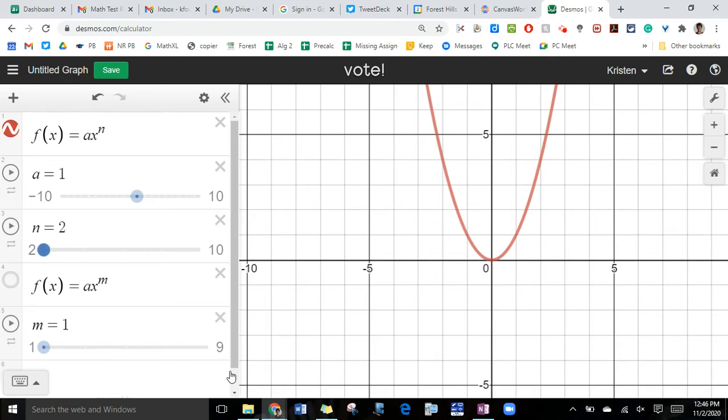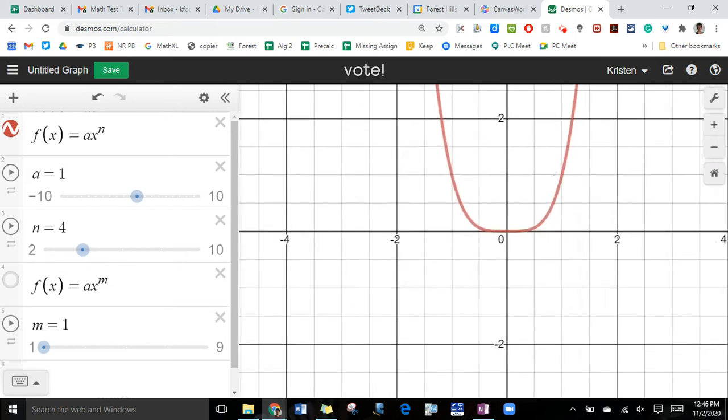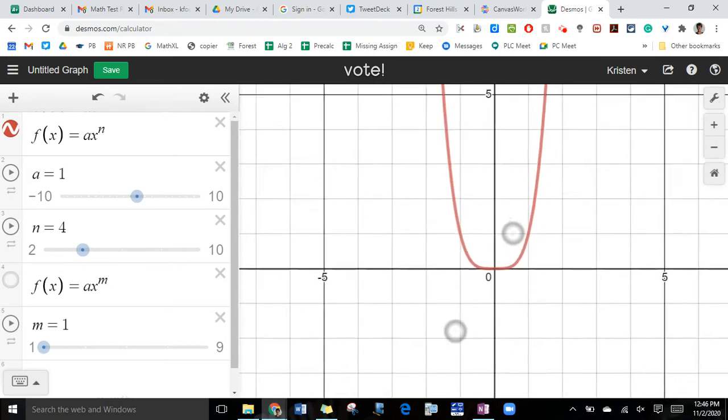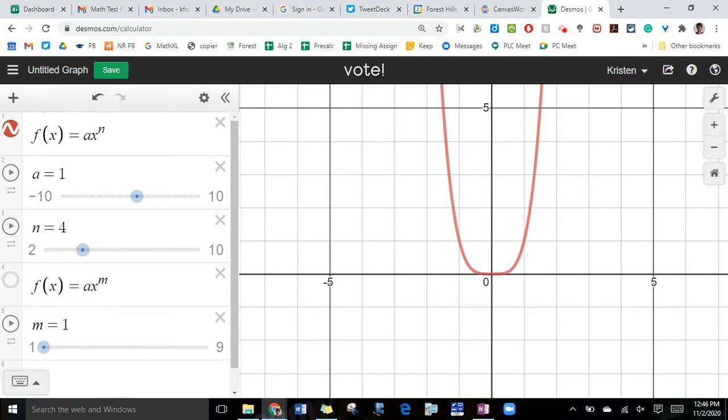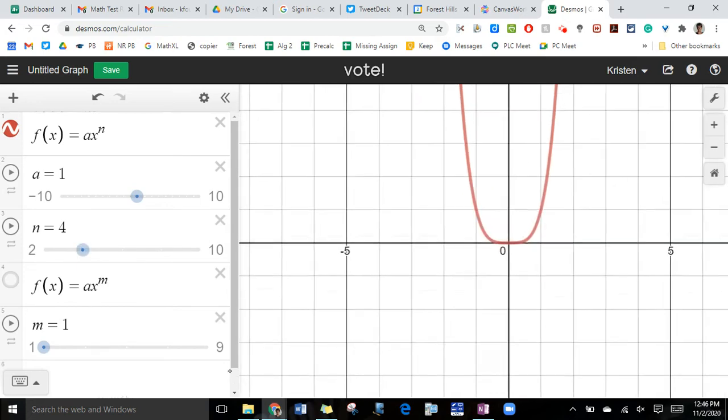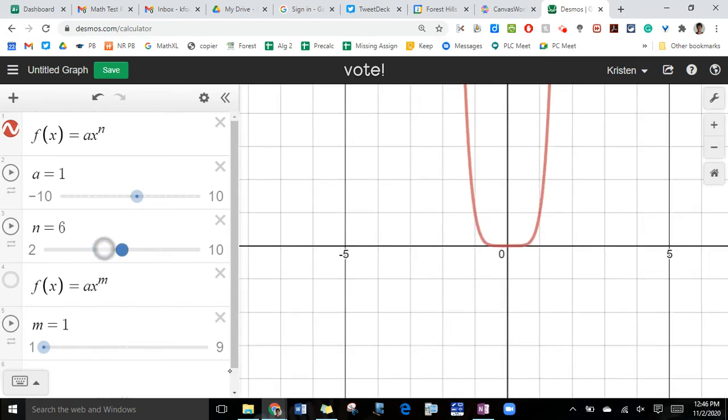Now, what happens when I jump to an exponent of 4? You can see we still have that parabolic shape. It's a little flatter at the bottom. And again, it is just really kind of flat there. But it's the same general parabolic shape. And when I go to n equals 6, same thing, it's just getting flatter and flatter and flatter. So anytime you have an even exponent, we know that shape is going to be a parabola.